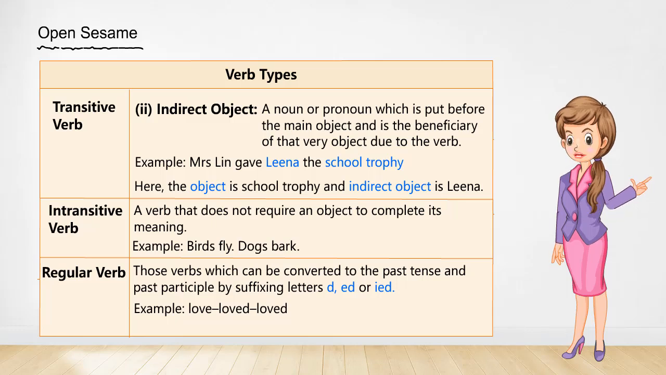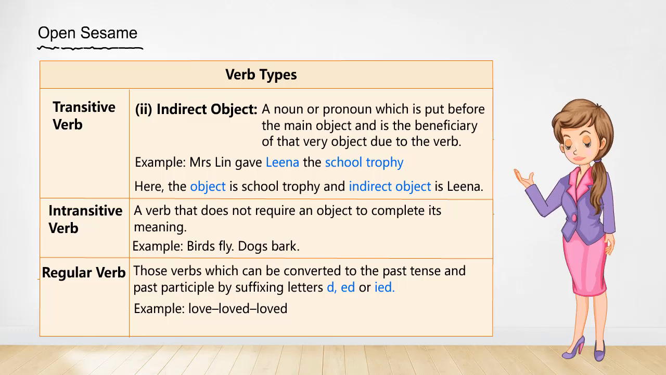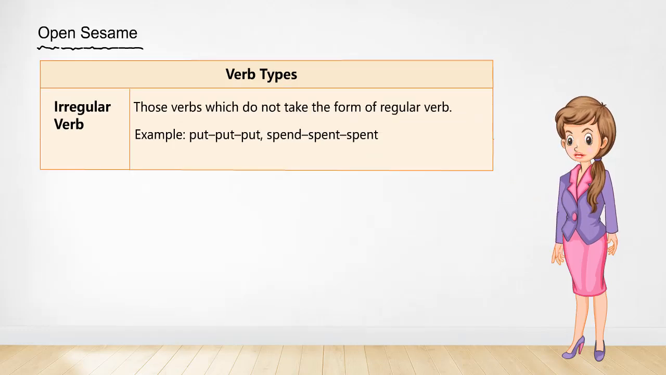Regular verb: those verbs which can be converted to the past tense and past participle by adding the letters d, ed or ied. Example: love, loved, loved. Irregular verb: those verbs which do not take the form of a regular verb. Example: put, put, put. Spent, spent, spent.